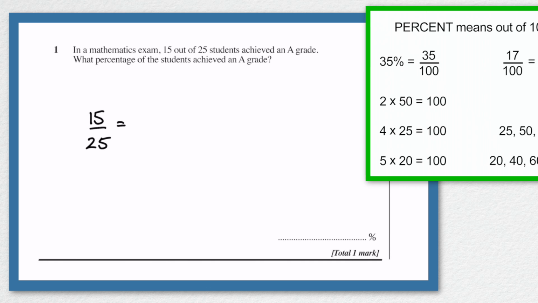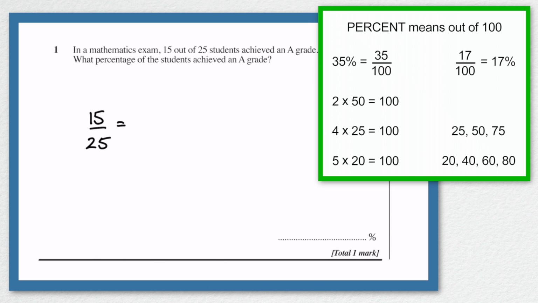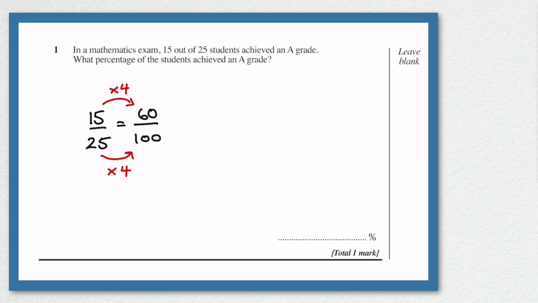We want to write this fraction as an equivalent fraction of something over 100. Looking at the information again, if I multiply this 25 by 4, I get 100. I therefore need to multiply the numerator, that's the 15, by 4 as well. 15 multiplied by 4 is equal to 60. So we have 60 over 100, which is 60%.